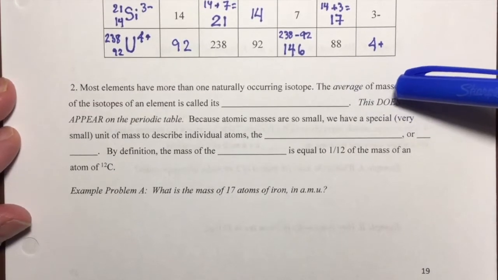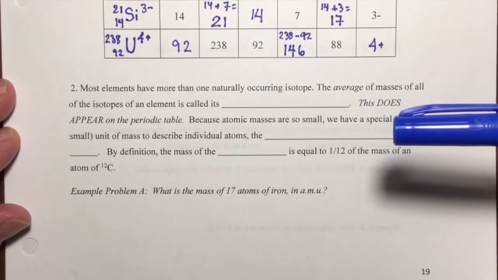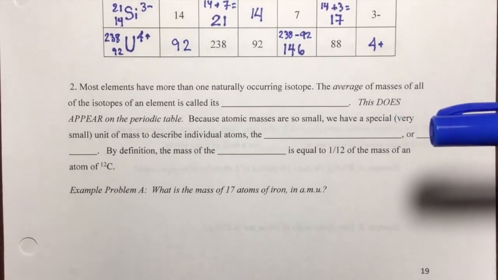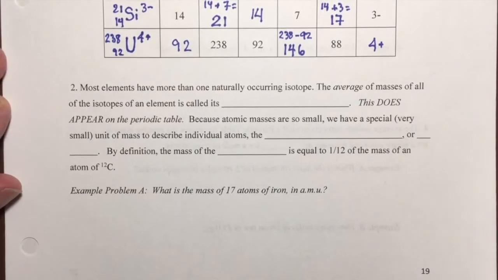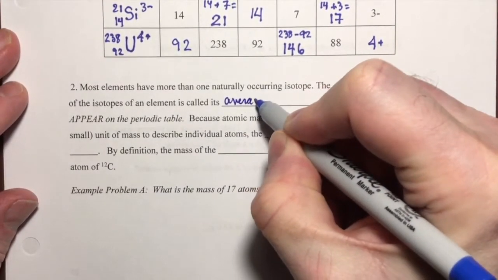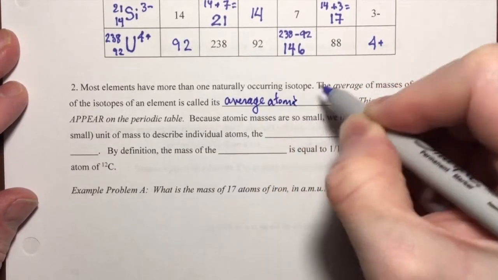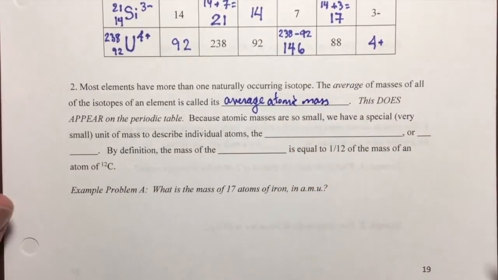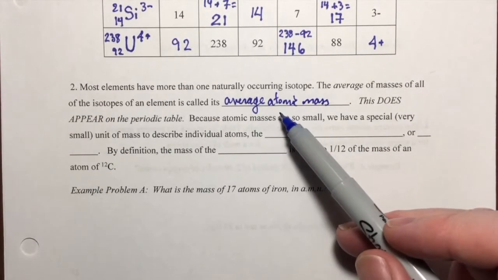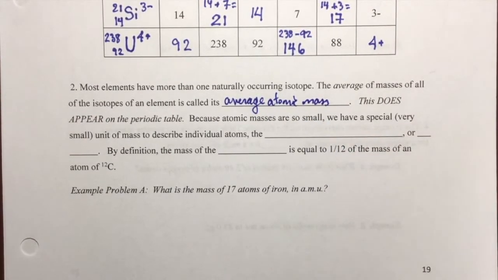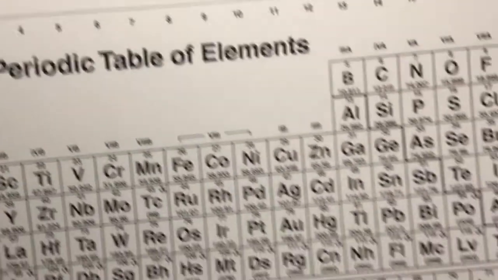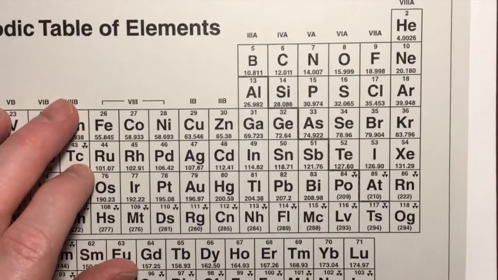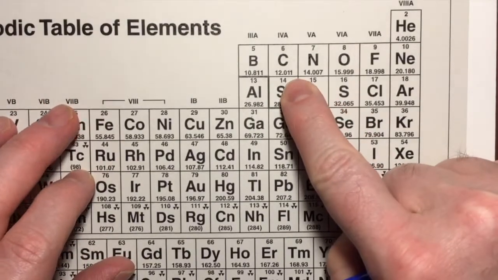So it's the average of the masses of all the isotopes that naturally occur. That's the average mass of an atom, right? And it is called its average atomic mass. And very often we don't say the word average, we just abbreviate it atomic mass. But we should keep in mind that this is an average of isotope masses. Now this average atomic mass does definitely appear on the periodic table. And that's what these numbers down here are.